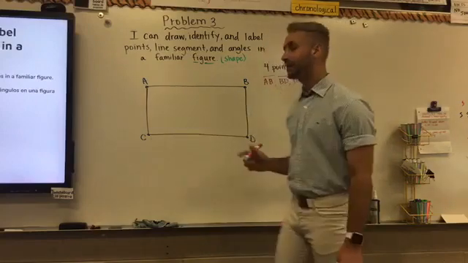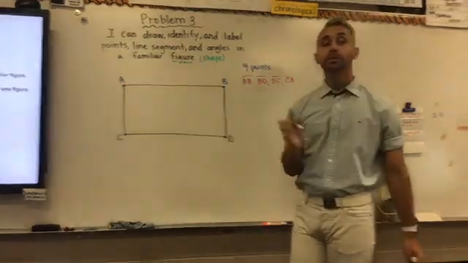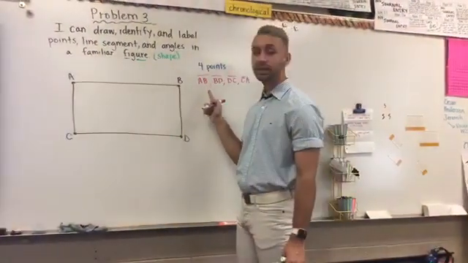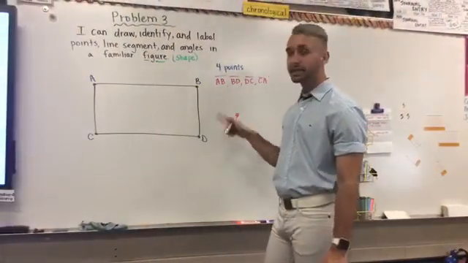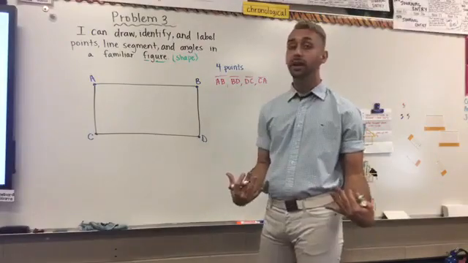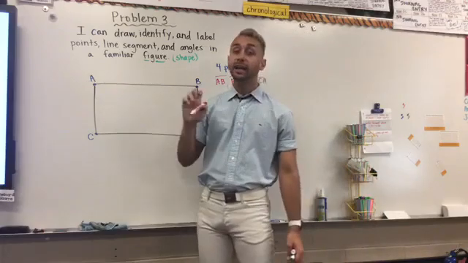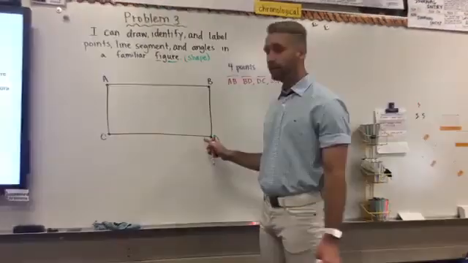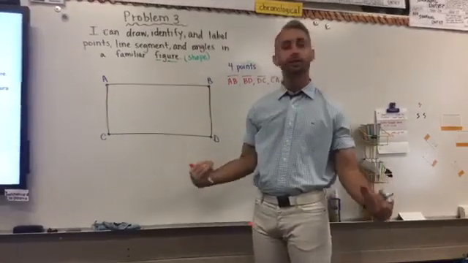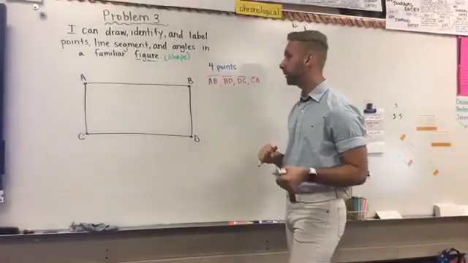C, A is the last line segment. C, A. Now remember, you could reverse these. If you want to say line segment BA, line segment DB, line segment CD, line segment AC, that's totally fine, as long as you have them together. Now if you put line segment AD, those aren't connecting, so you can't do that. So make sure when you're doing this, they are touching and coming together, okay?